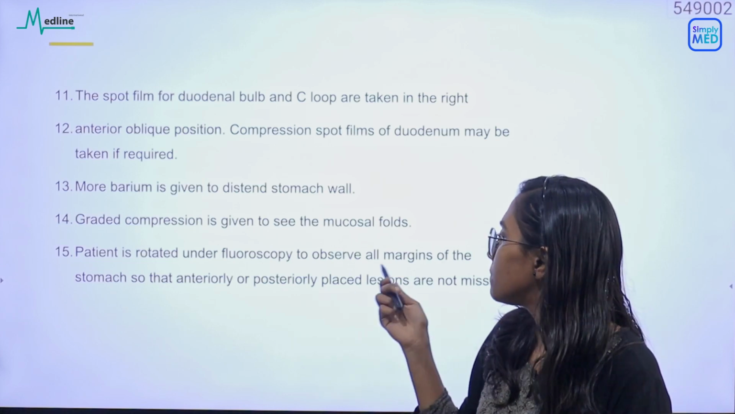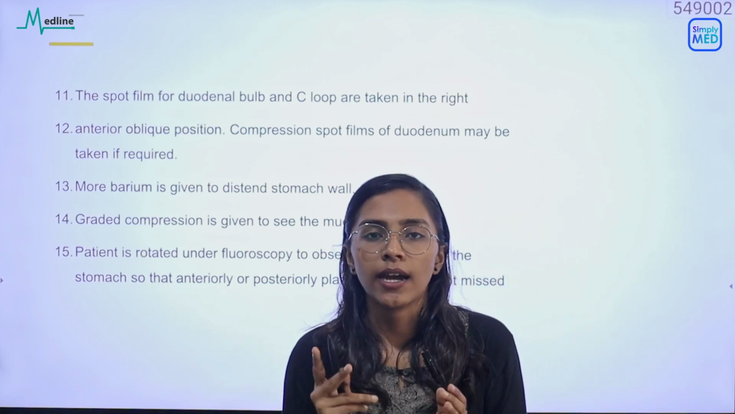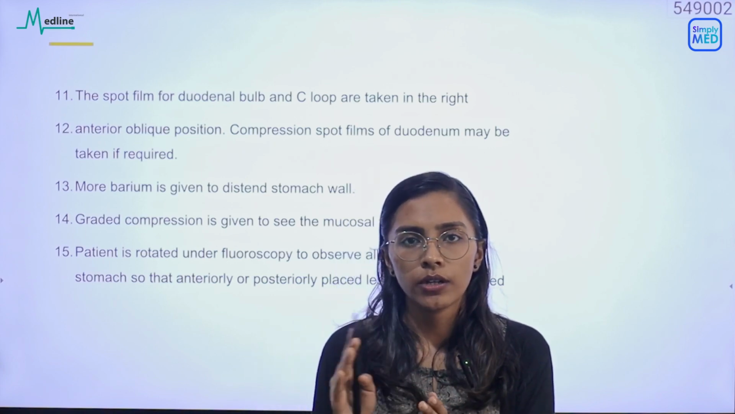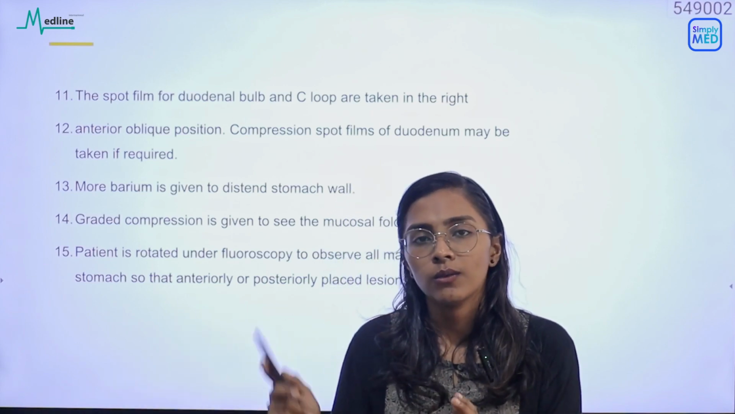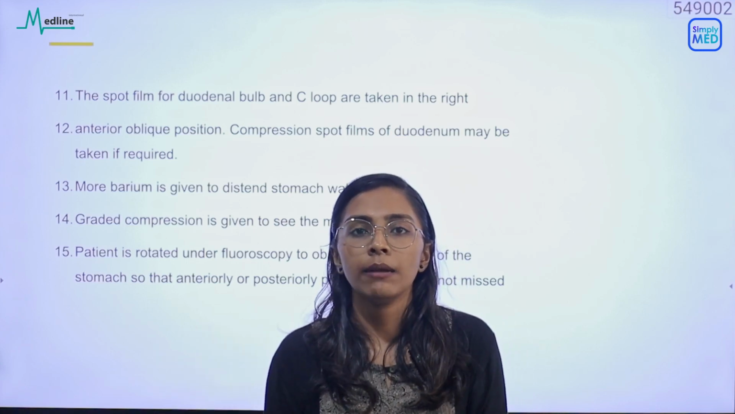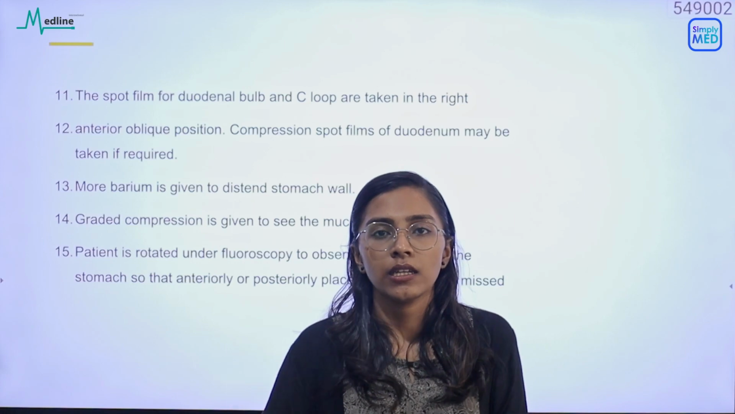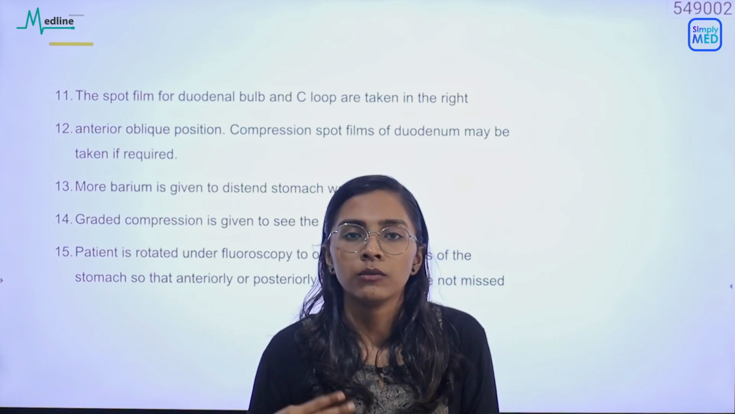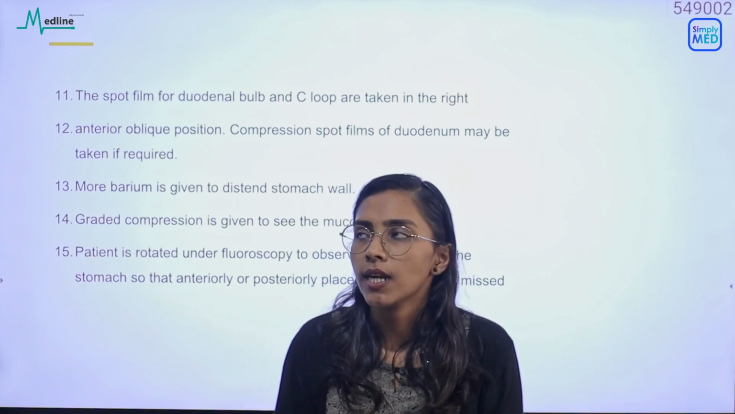So the thing is, the patient is rotated so that all the margins are correctly visualized in the fluoroscopy. Okay, so I hope now you got an idea about the single contrast, right? It's nothing, just first we'll take a preliminary film, then we'll give the barium, then we'll take a supine view, then we'll take a right anterior view, then we'll keep on rotating and acquire the films, and once the adequate coating is obtained, we can stop the study.